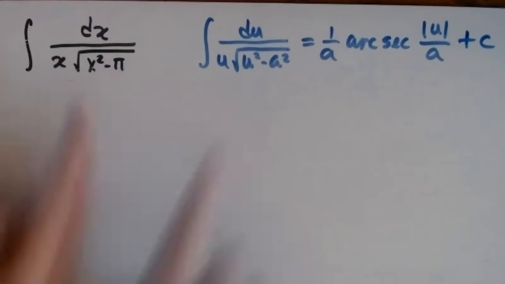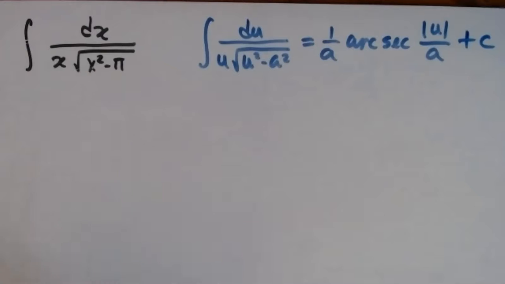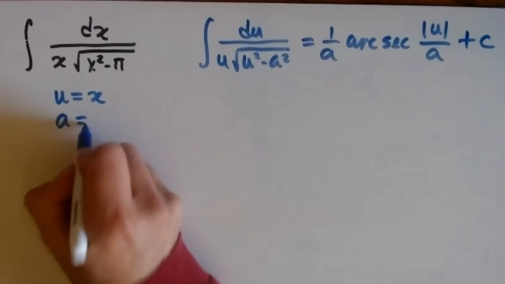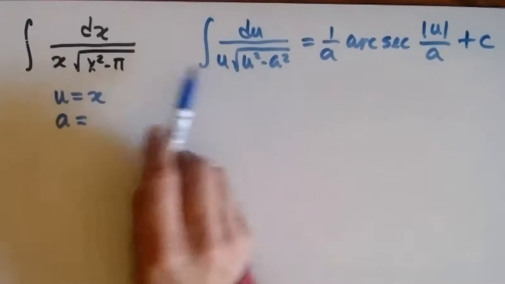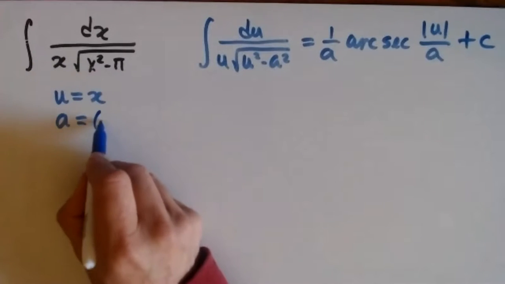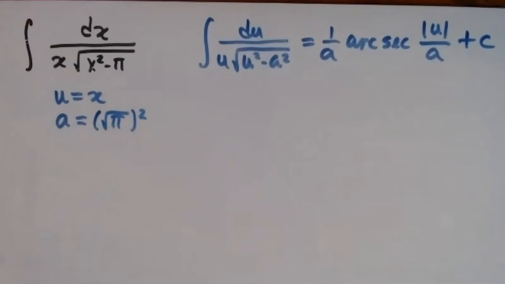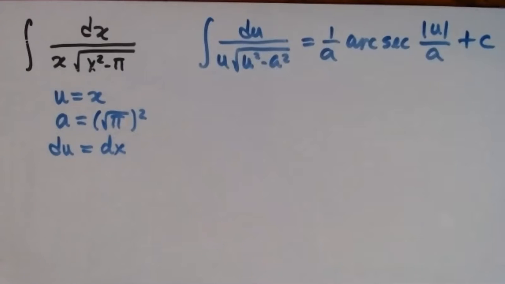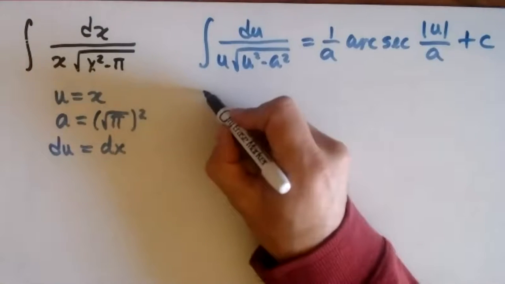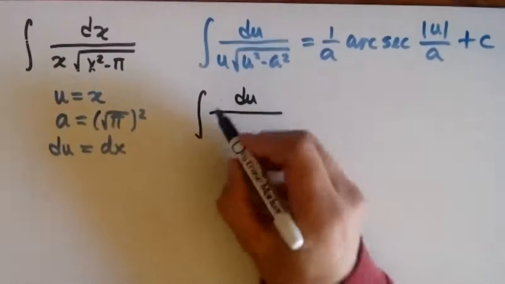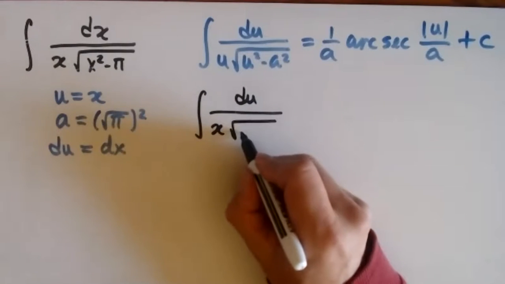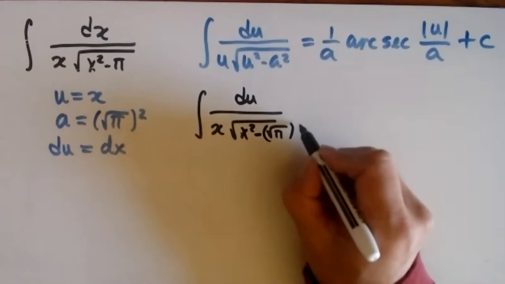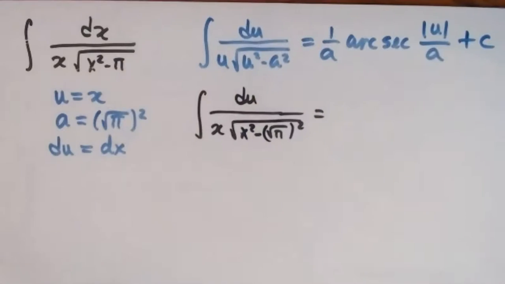Okay, now match one to one. So again, it's easy to see that u is x, right? The a squared is this one, so this is only pi, so I know the trick, the square root of pi squared. That's my change. And obviously the du is dx, correct? So I just change my variable here, integral dx over x square root of x squared minus the square root of pi squared, right? And then I know the answer.